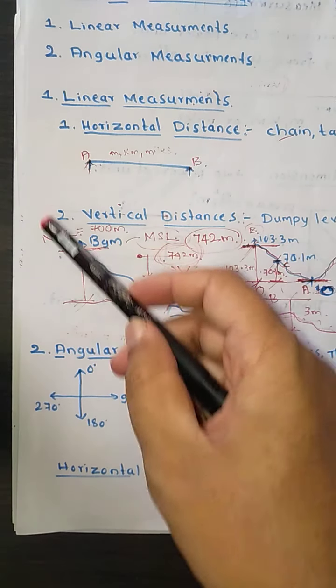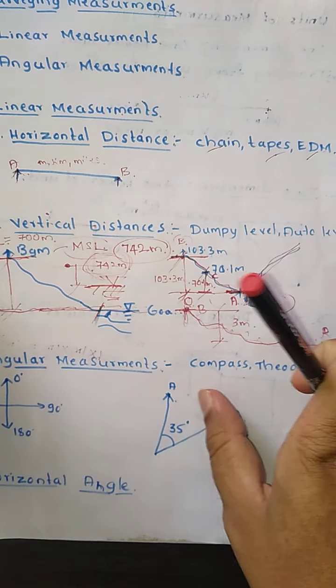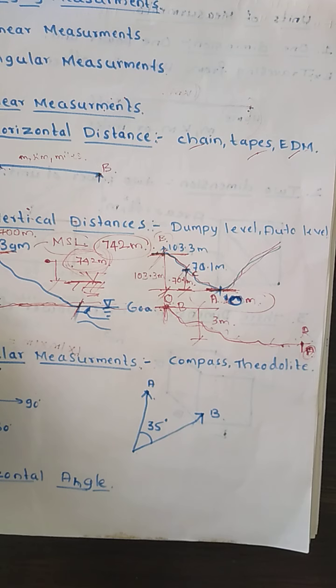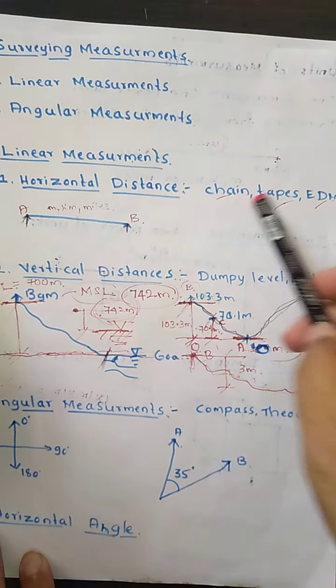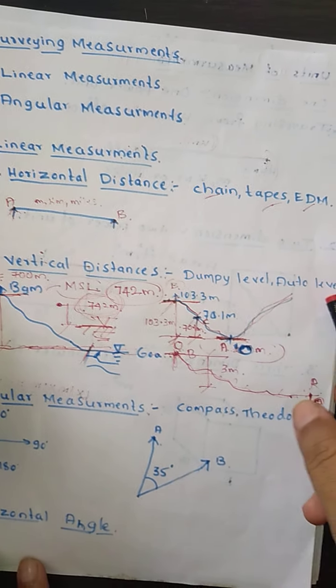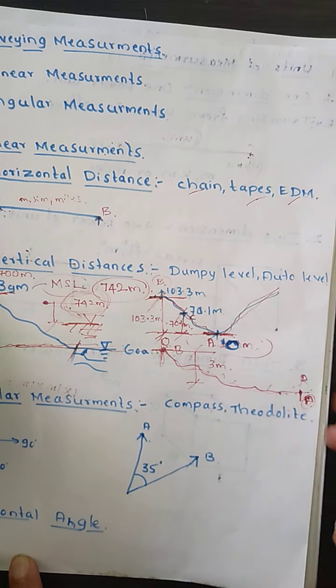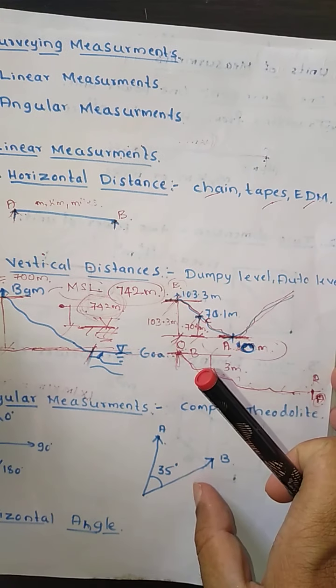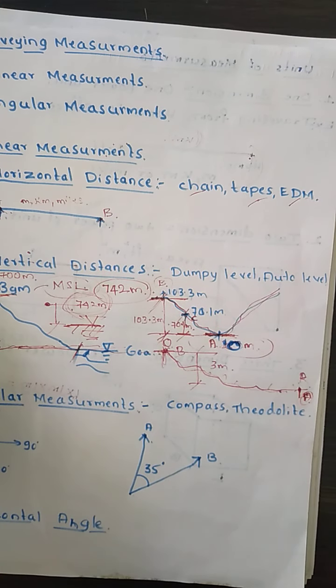Now this particular vertical distance we are going to take by using the dumpy level or auto level. What is that dumpy level and auto level? We will see it later. Okay, I think horizontal distance you have understood. We are going to measure it by using chain, tapes or electronic distance measuring instrument. Then vertical distance we are going to take by using the dumpy level or auto level.